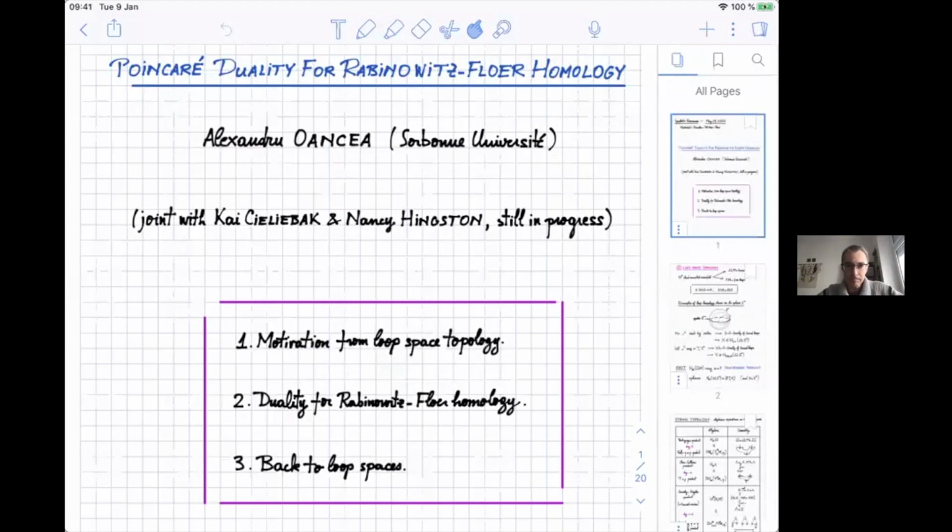out loud. So, Poincare duality for Rabinowitz-Floer homology. This is joint work with Kai Zillibach and Nancy Hingston. Hi, Nancy. I saw you were here.